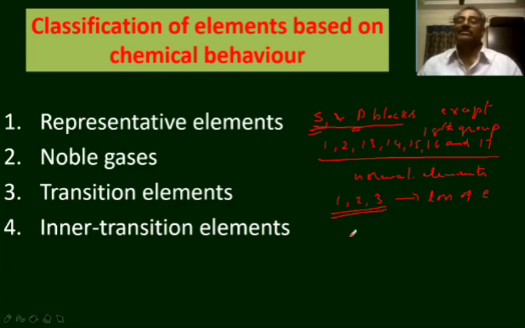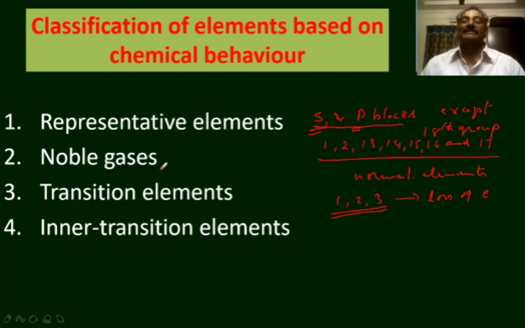The P block elements mostly get the stability either by the gain of electrons or by the sharing of electrons. Because of that, P block elements usually form covalent compounds. So these elements undergo reactions by the loss of electrons, or by the gain of electrons, or by the sharing of electrons. The incompletely filled orbitals in the valence shell are responsible for the reactivity of these elements, and these elements are said to be the representative elements.